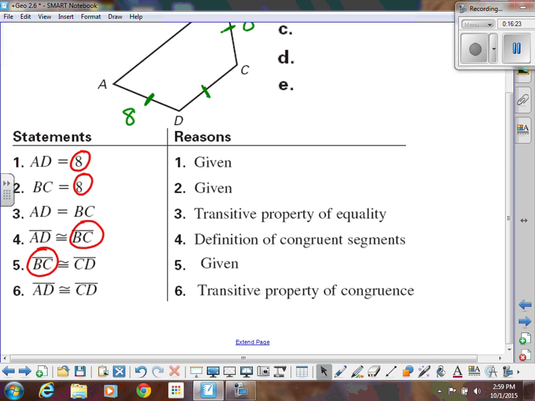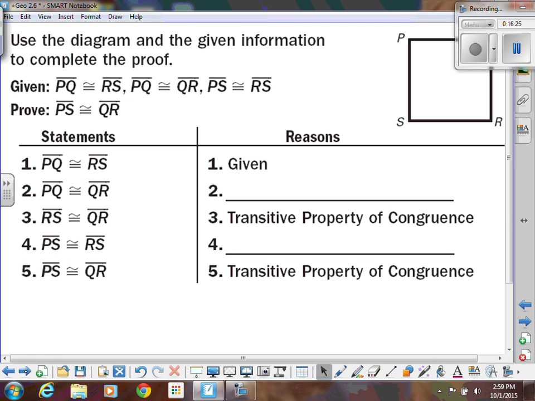So on the next proof, see if you can fill that in. So pause the video right now and see if you can fill that in without my help, and then I will show you what that looks like when you're done.